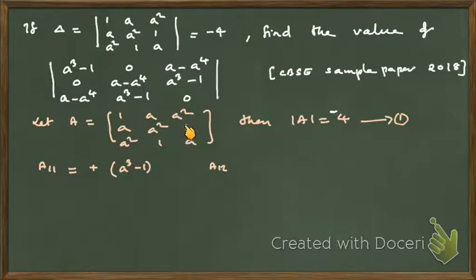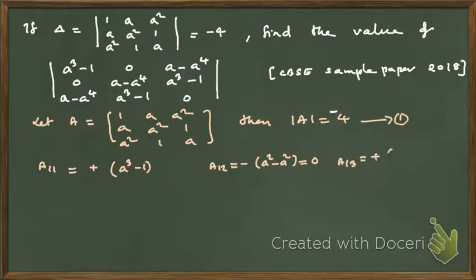The first cofactor is the cofactor of the element a11, the first element, and the corresponding cofactor is written as capital A11. To get it, put the position sign, which is plus, then delete the row and column it contains. You can see 4 different elements remaining, a square, 1, 1, a, and that's called its minor. So plus of its minor. What is its minor? a square into a is a cubed, minus 1.